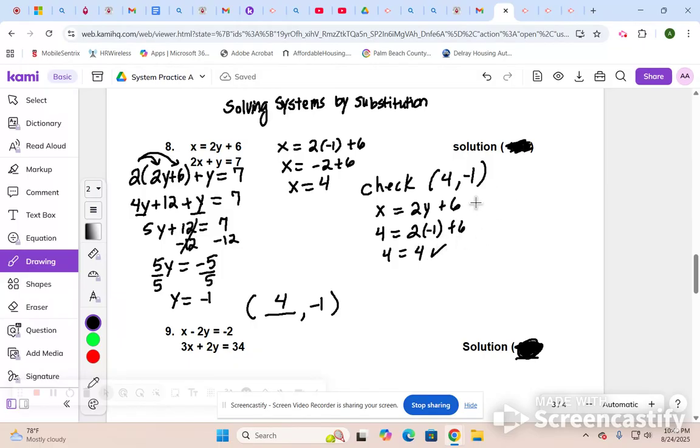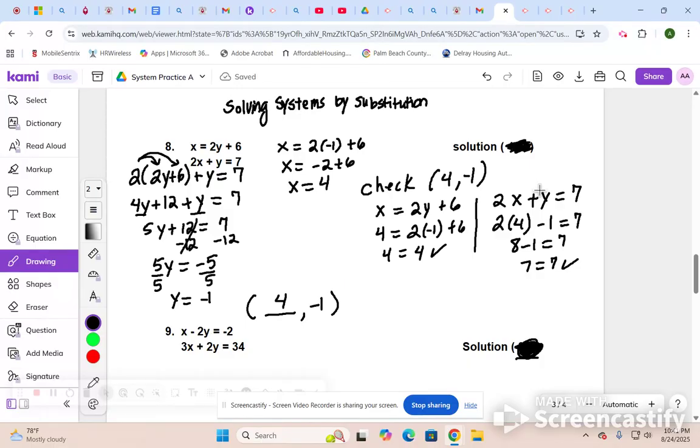So this checks. Let's make sure it also checks in the second equation because it has to work for both of them for it to be a solution. Okay, replace x with 4, minus 1 equals 7. So that's 8 minus 1 equals 7. So 7 equals 7 is a true equation. This means that our solution is correct, 4 comma negative 1.